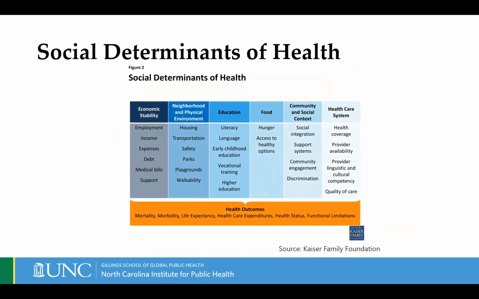This is Kaiser's buckets and bins of indicators, showing 6 main buckets which impact health outcomes. Here we see 6 categories containing multiple indicators within each category.